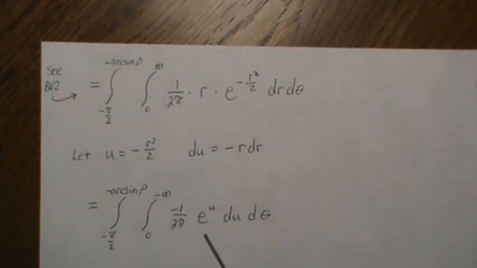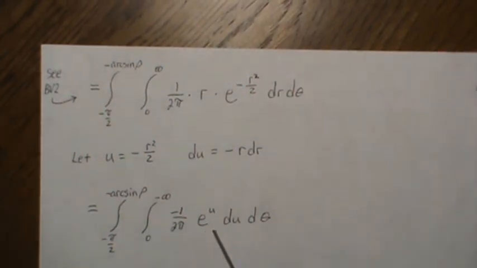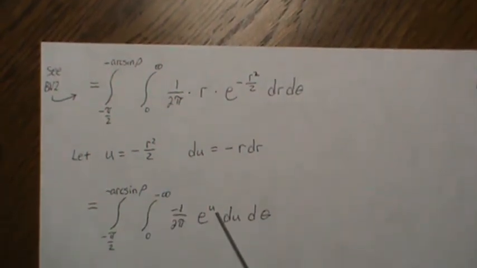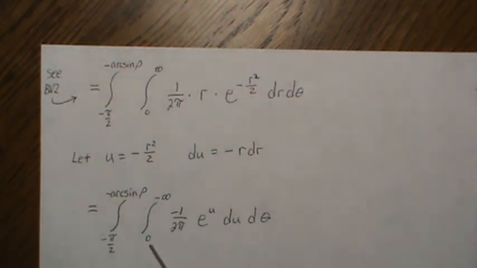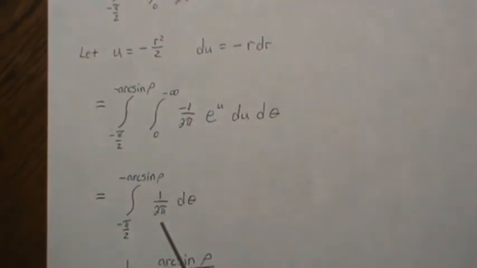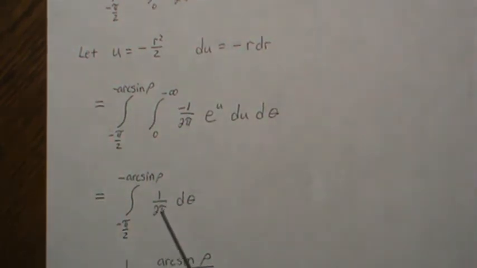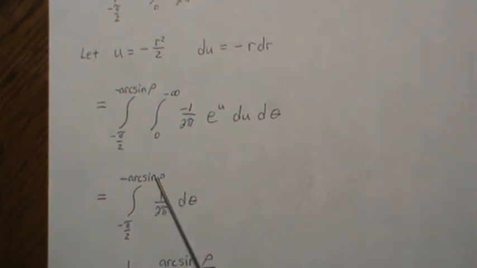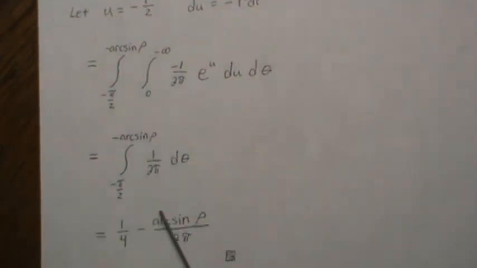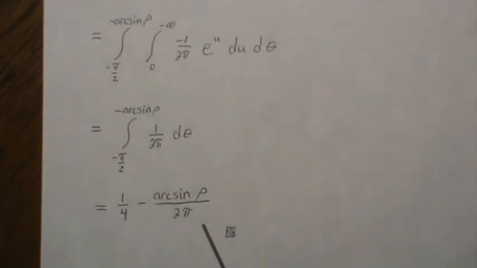So now to integrate this with respect to u, we just get u back, and then you plug in minus infinity, and that goes to 0, and then it's minus, then you plug in 0 and you get 1, so it's minus a minus, and you are left with this positive 1 over 2 pi. Now to integrate this, you bring out the 1 over 2 pi, and it's theta, and then it's evaluated at this, and then minus, plugging in that, and then it can be simplified to this.